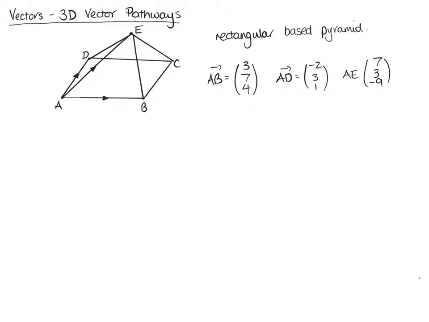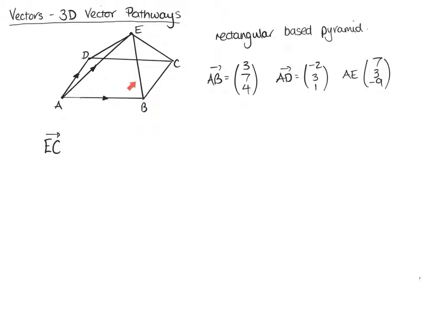So we want to find, this time, a pathway from E to C. Right? So this time we're going to start by drawing our pathway and figuring it out on the diagram. So we're starting at E, and we're trying to get to C, which is over here. We can't just go down this way. We don't know the size of that vector. Right, so we're going to have to go the long way round, which is how vector pathways work.